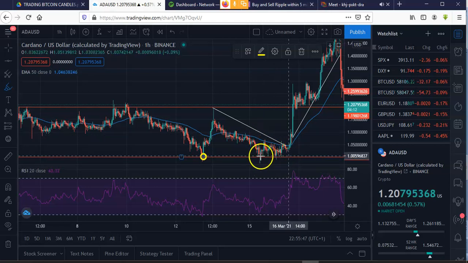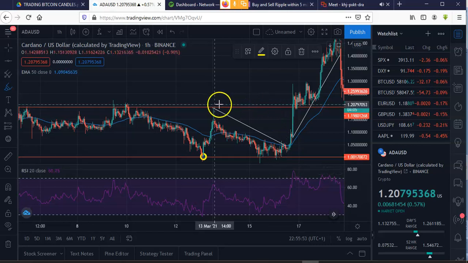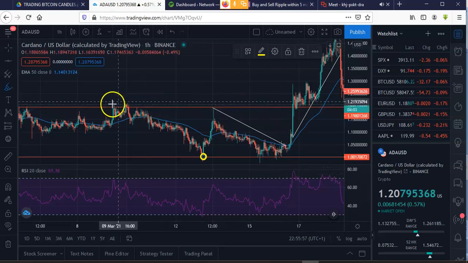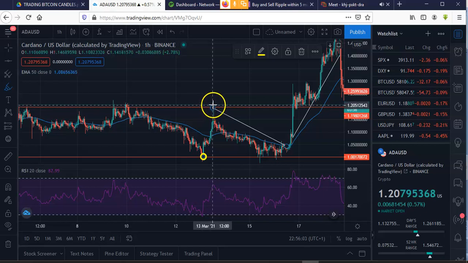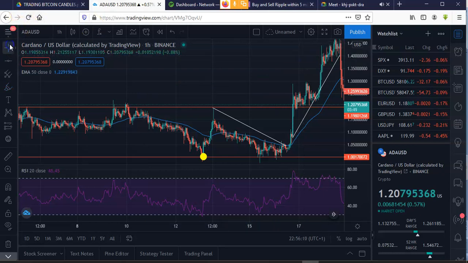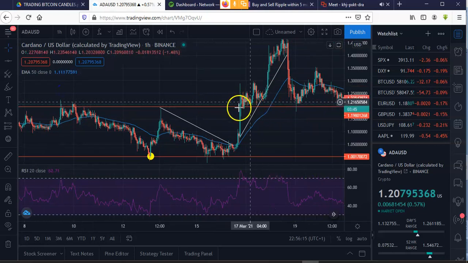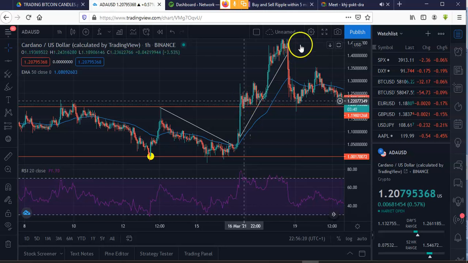So we can see it didn't break the area of support; it just touched it and bounced back. So that's why it didn't go lower. Here, it didn't break the area of support, and it did not break it here. But what happened here? It broke the area of resistance here, and with that, we saw the price going up.